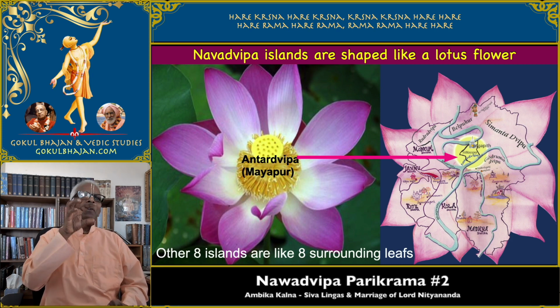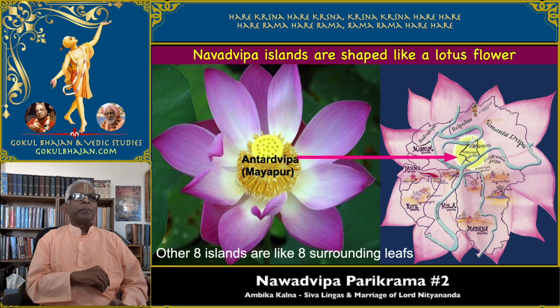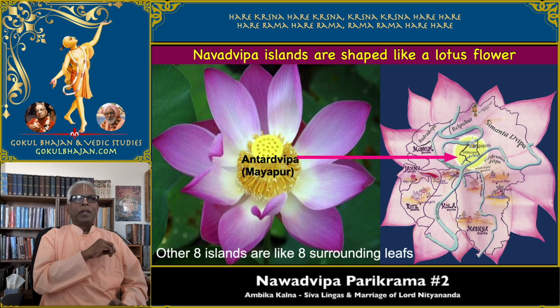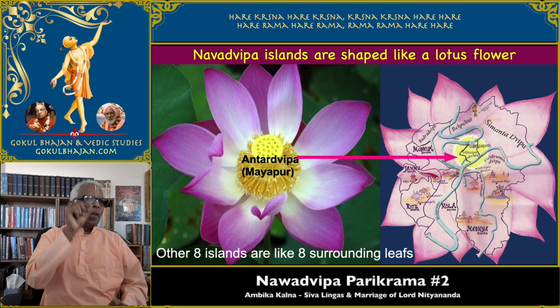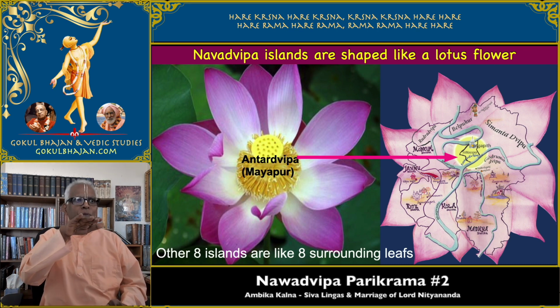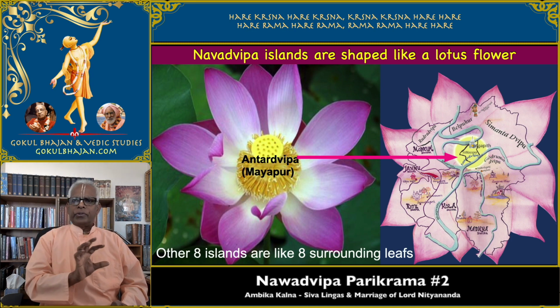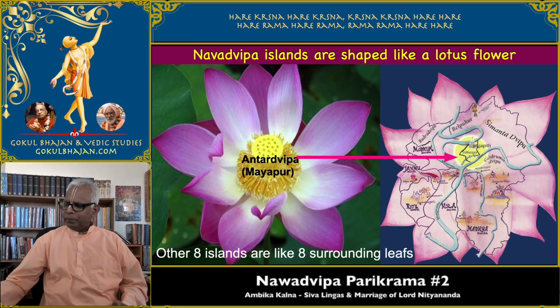Now this Navadvip, the 9 islands made by this Ganga, is like the lotus flower. I said that. In the center is Antardvipa. On the right side you will see a small yellow circle there. That is Antardvipa, and that is Mayapur, where Lord Chaitanya Mahaprabhu himself descended and appeared, which we will also be seeing. There are a lot of episodes we are going to go through. Other than this Mayapur, there are 8 islands. They are like the surrounding leaves.